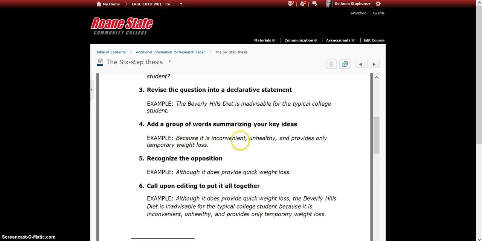Because it is inconvenient, unhealthy, and provides only temporary weight loss. So this person came up with this after doing research. Now, this doesn't have to be a complete sentence. This is not a sentence right here. But it doesn't have to be right now because it's going to be woven in to the rest of the person's statement to make a complete sentence.